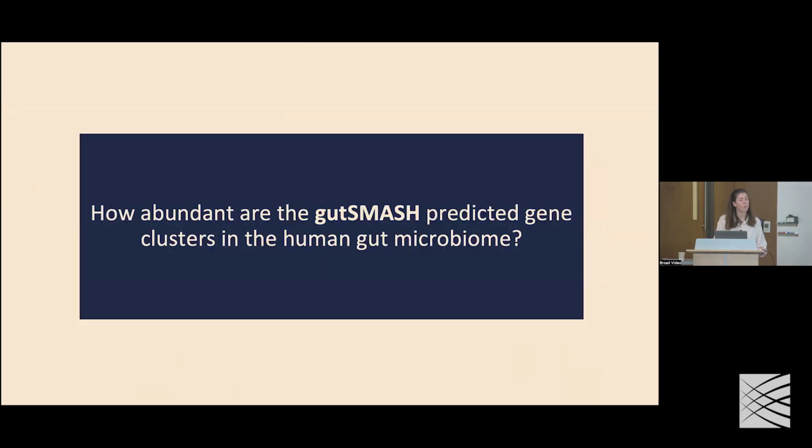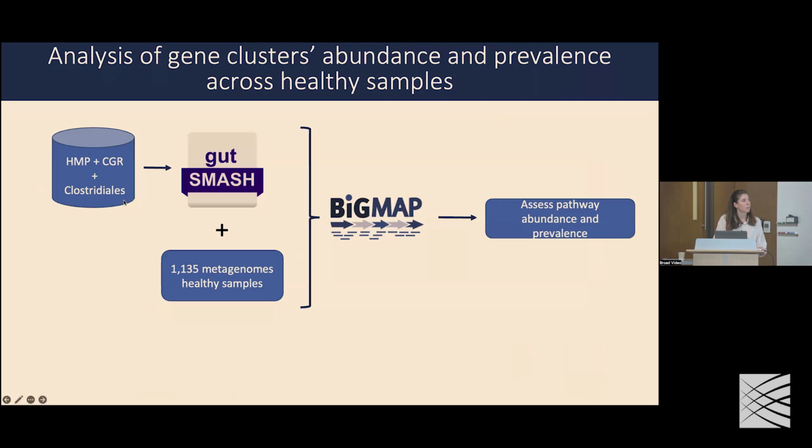Well, now that we have the means to know how abundant these gene clusters are, we wanted to know how that would translate into the human gut microbiome. For that, what we did was to use the predicted gene clusters from the collection of these 3 different reference collections, in combination with 1,135 metagenomes from healthy samples. This is the data set from the Lifelines DEEP cohort. And this was actually the input for the BiG-MAP tool.